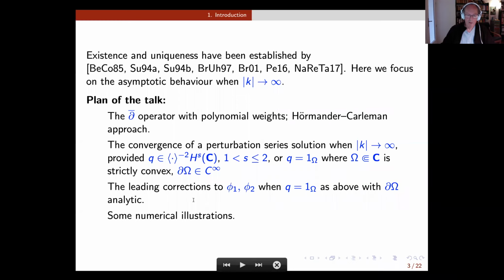And then I will speak a little about the leading corrections. The phi 1, for instance, will be of the form 1 plus a correction term, and phi 2 will be of the form 0 plus a correction term, and I will discuss the structure of these correction terms in the case when Q is the characteristic function. And then at the end, some numerical illustrations.